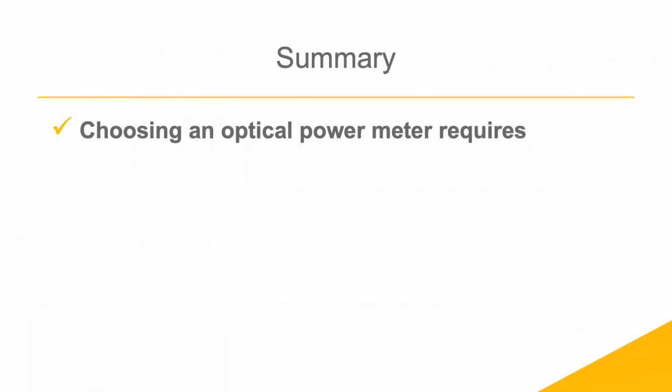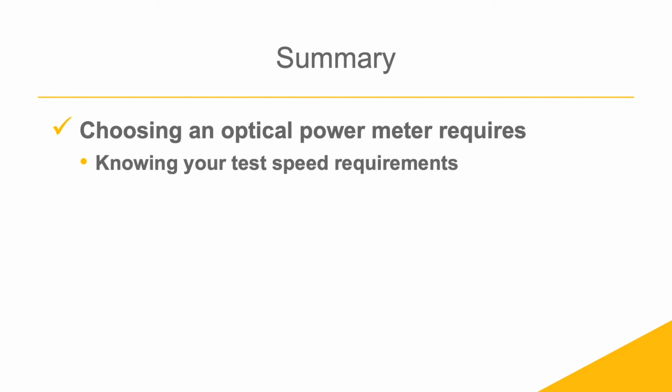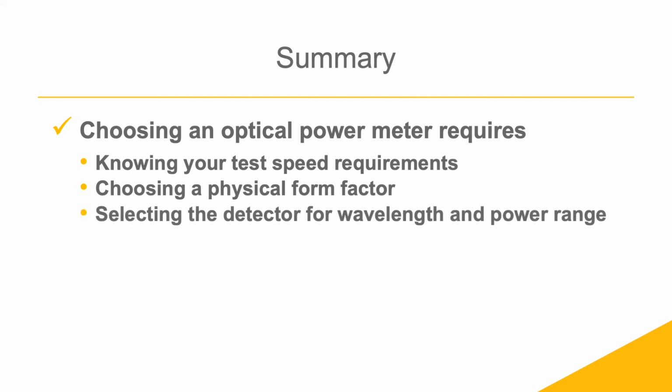Choosing a power meter requires knowledge of your DUT and test speed requirements. Smaller form factors are cost-effective but may not offer the higher throughput that higher channel count units can. The detector type will be based on the wavelength, while the size would be based on the power range or the type of cable being tested.